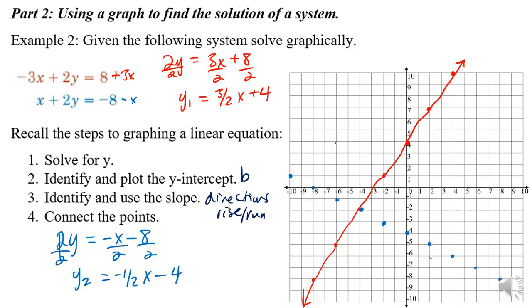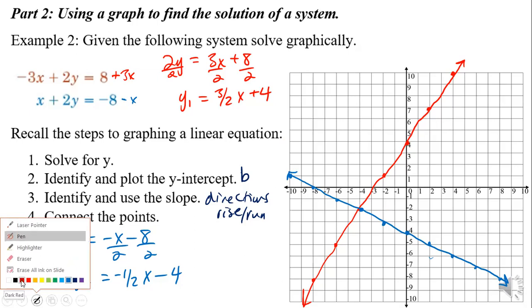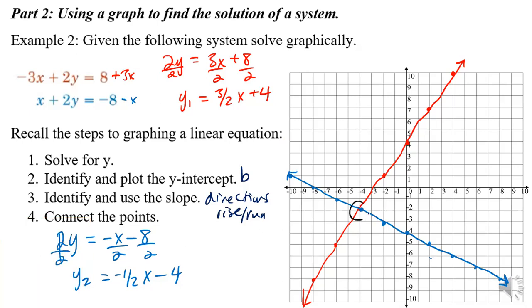Okay. Your solution is where the two intersect. Your intersect is where they meet. So where do we meet? Negative 4, negative 2. So the solution here is negative 4, negative 2. And therefore, this is a consistent and independent solution.